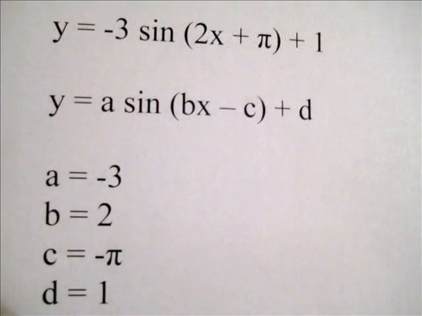Next example, your equation is y equals negative 3 times the sine of the quantity 2x plus pi plus 1.